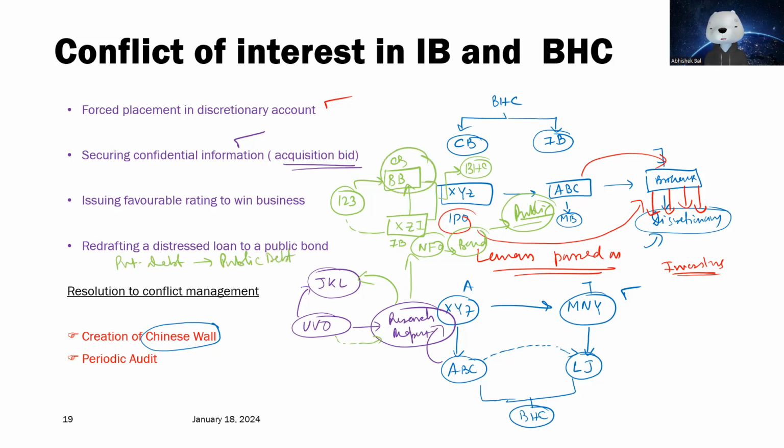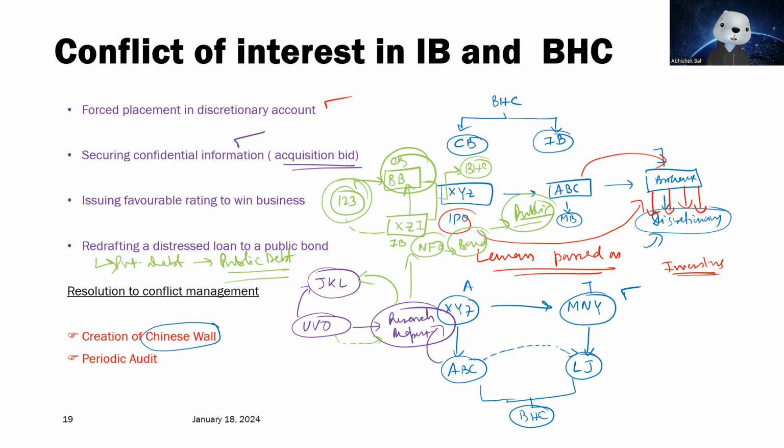Thus, it saved its counterpart, that is the BB bank, and perhaps saved them as well. Because if they do default in that public debt, not much can happen perhaps. Obviously, it depends upon the bond prospectus, but I'm just making the point here. So redrafting a distressed loan in such a manner that you convert that private debt into a public debt is obviously a very, very serious conflict of interest. And as I said before, a few measures can be taken, but not all of them can be mitigated to the full extent.